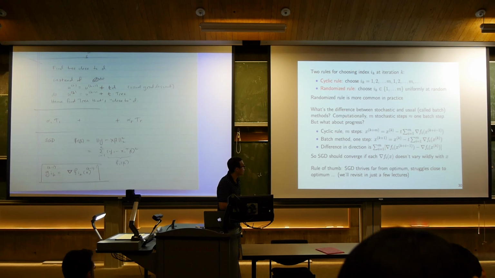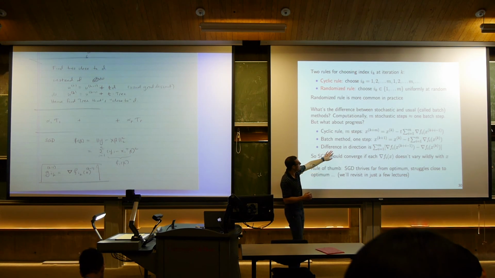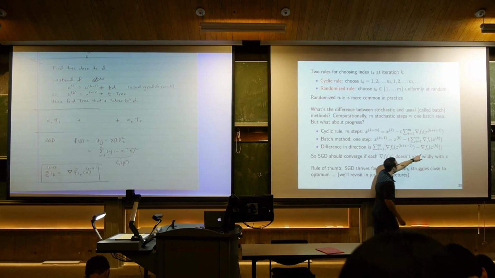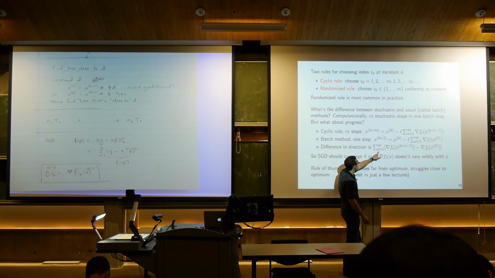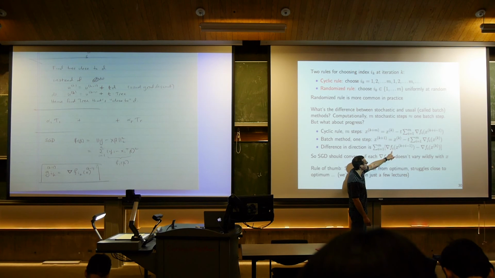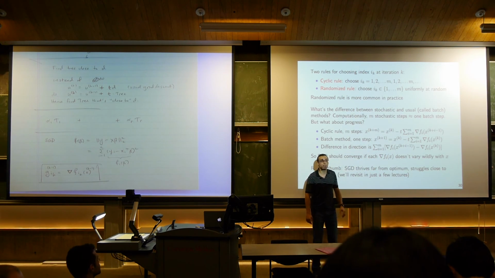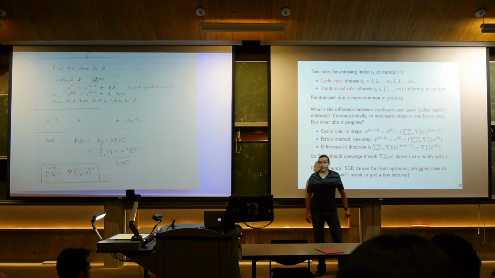I'll hold off on precisely what the convergence of stochastic methods is. We'll revisit that in a couple of lectures. But now let's just look at the difference in the update direction. Gradient descent uses this direction. And rather, the gradient descent direction minus the stochastic gradient descent direction looks like this. That's the difference between the gradient descent direction and the stochastic gradient descent direction.